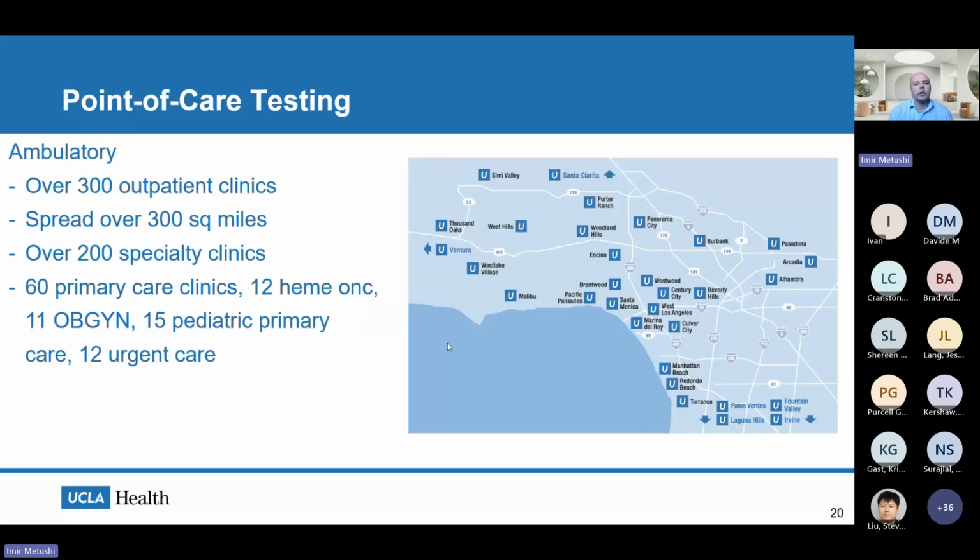And then we have our ambulatory space, where there are physicians' offices spread out over 300 square miles, over 300 outpatient clinics now and counting. Very dramatic growth. Two or three years ago, before I joined, it used to be closer to 200. So we're picking up a lot of clinics. Primary care clinics, hem-onc, pediatric clinics, urgent cares, they all use different types of point of care. And so this is a different type of challenge of how to support this team, and they all have their own licenses that they operate under.